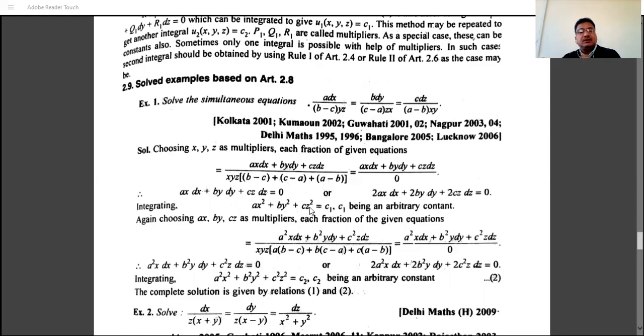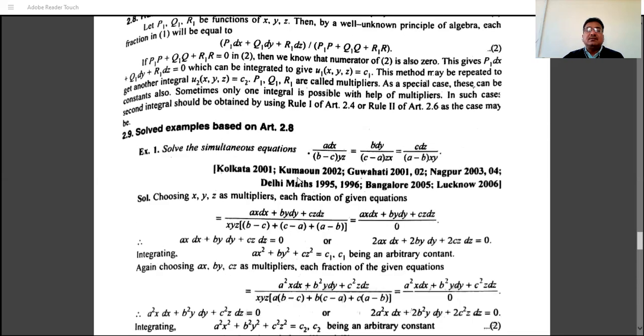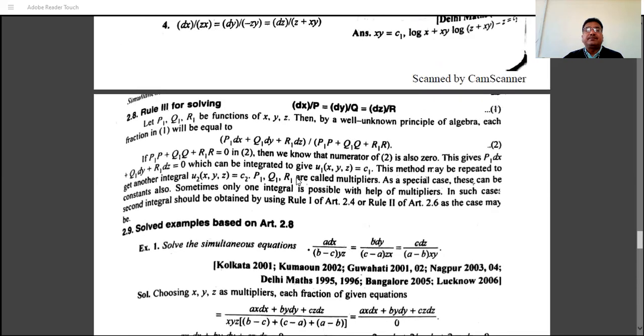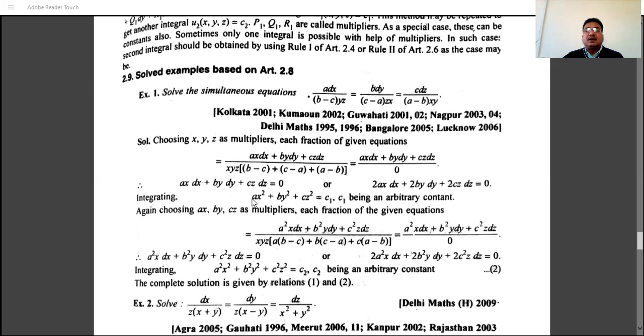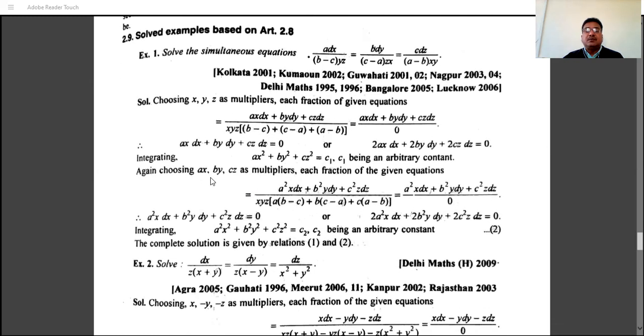Okay, so these are the problems on method number 2. Okay, and then to obtain another solution, choose the multipliers ax, by and cz.